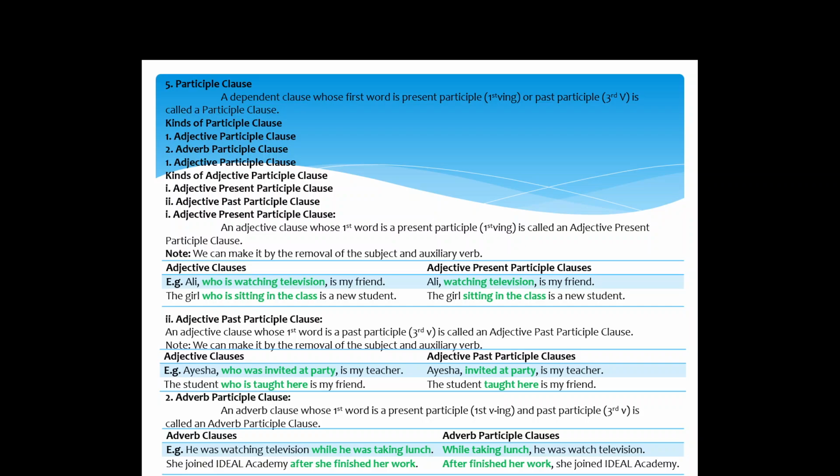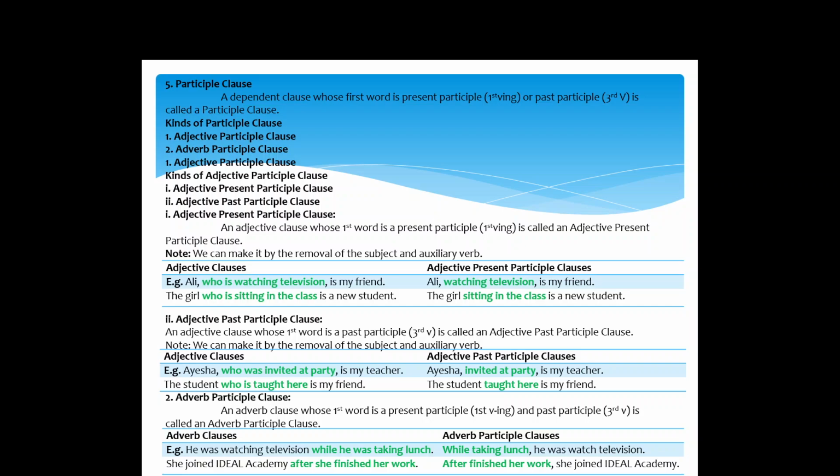She joined Ideal Academy after she finished her work. After finished her work she joined Ideal Academy. So you can see we have removed the subject and auxiliary verb, but here is no auxiliary verb, so you can see after finished her work. So third form, it is being begun with the third form, so therefore we call it adverb participle clause. So here we complete the fifth kind of dependent clauses, participle clauses.